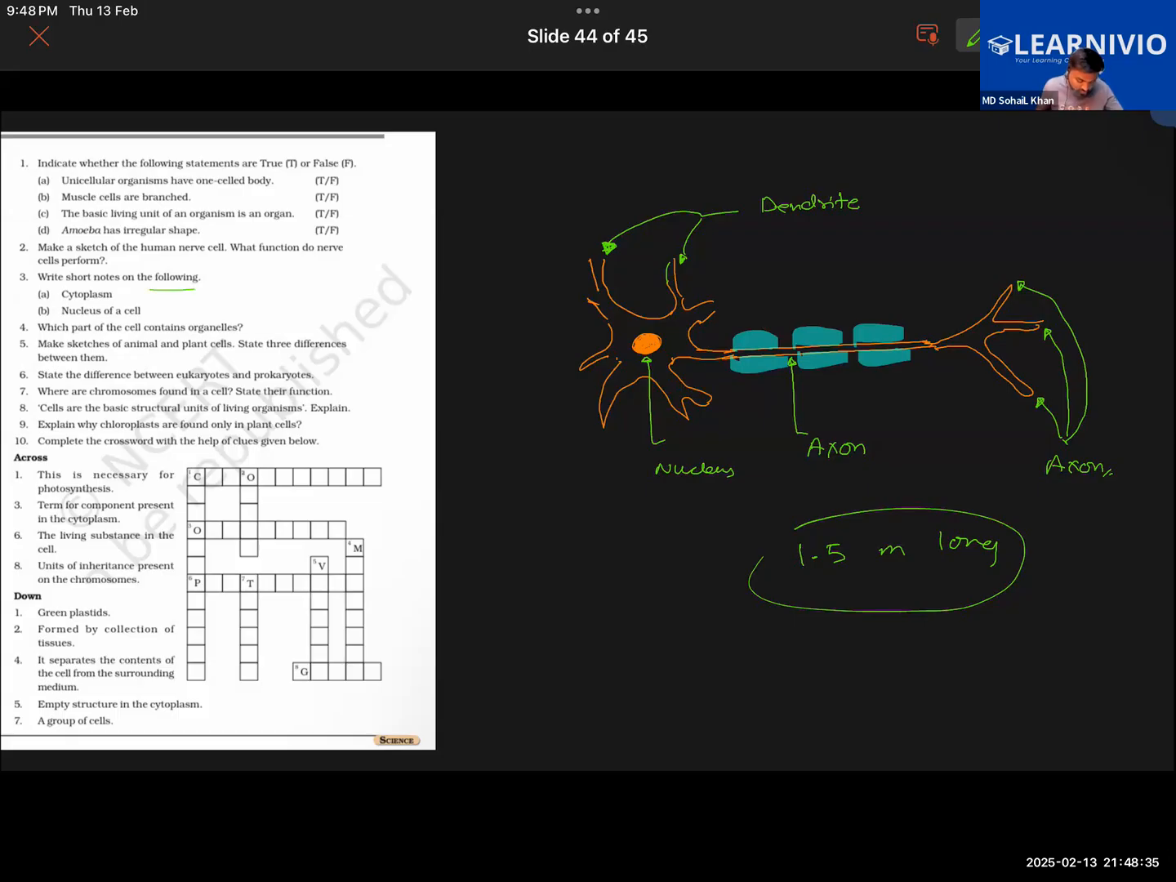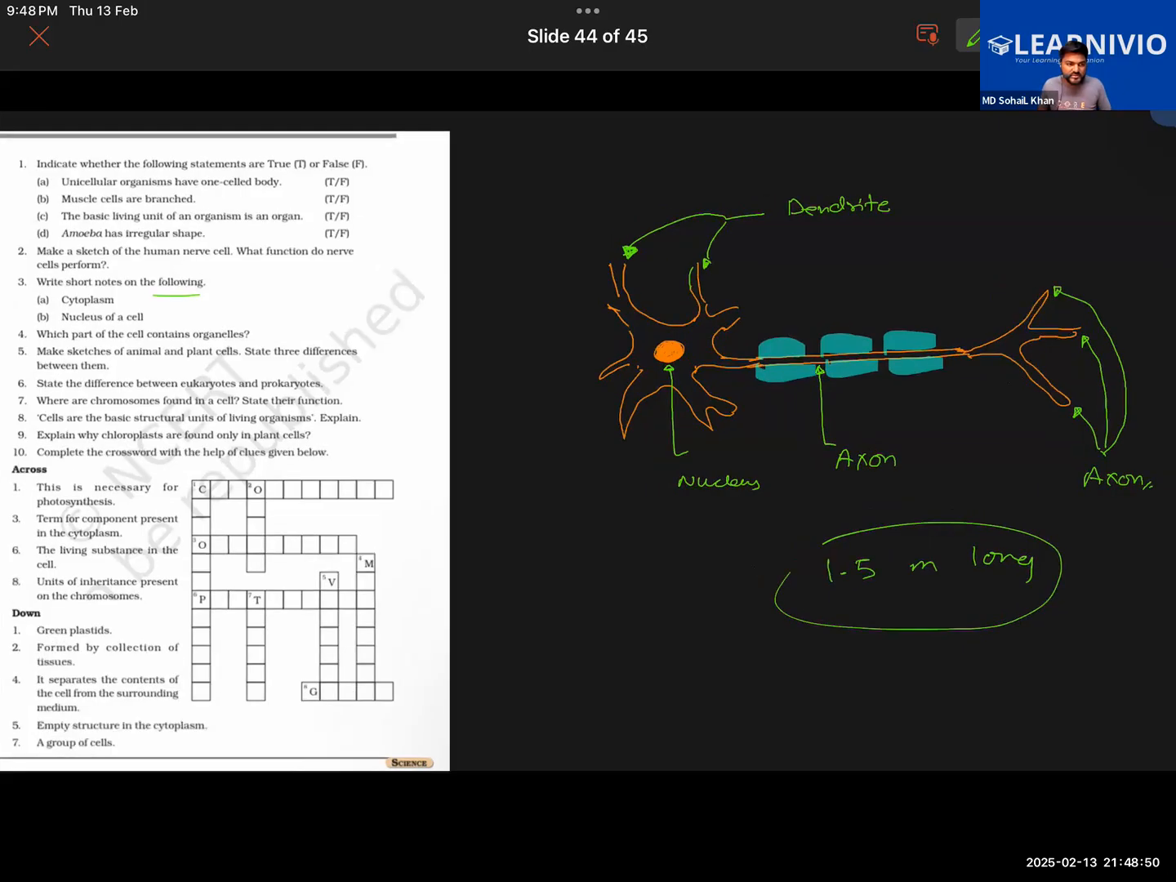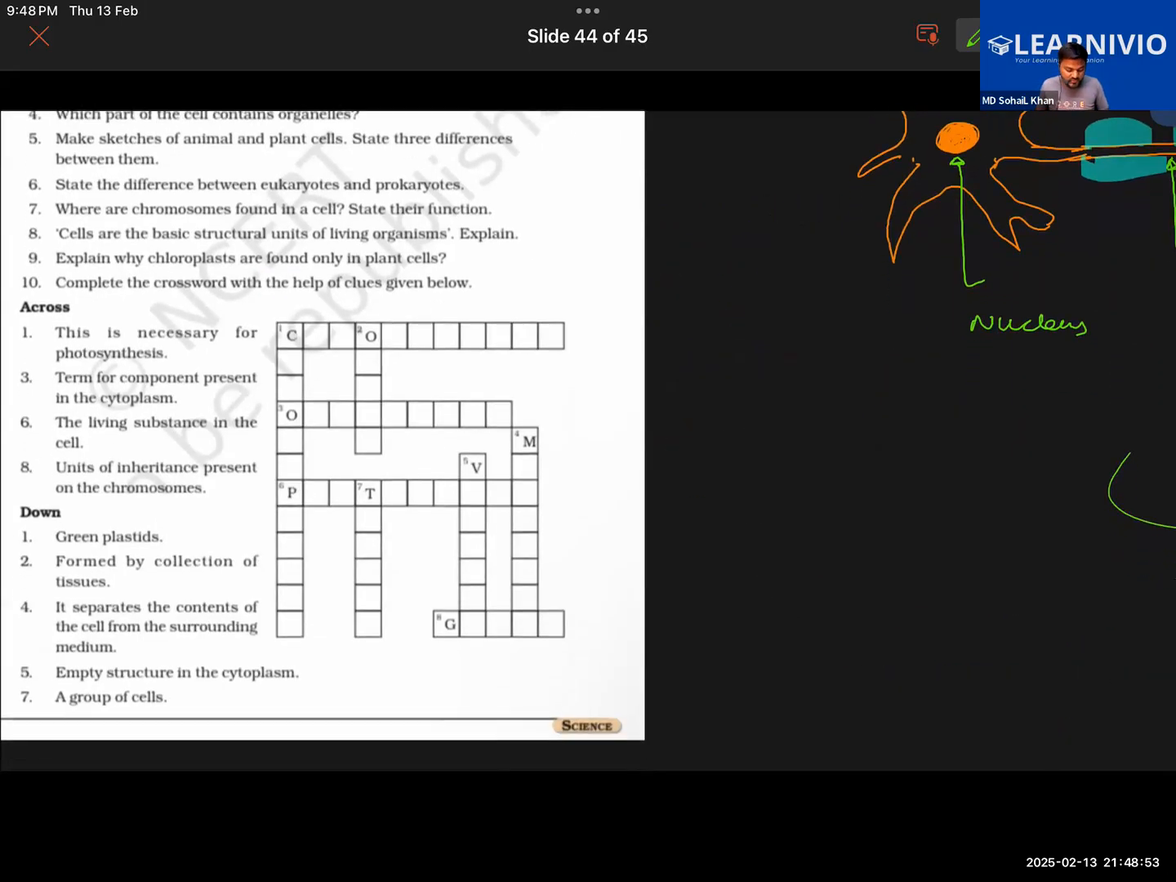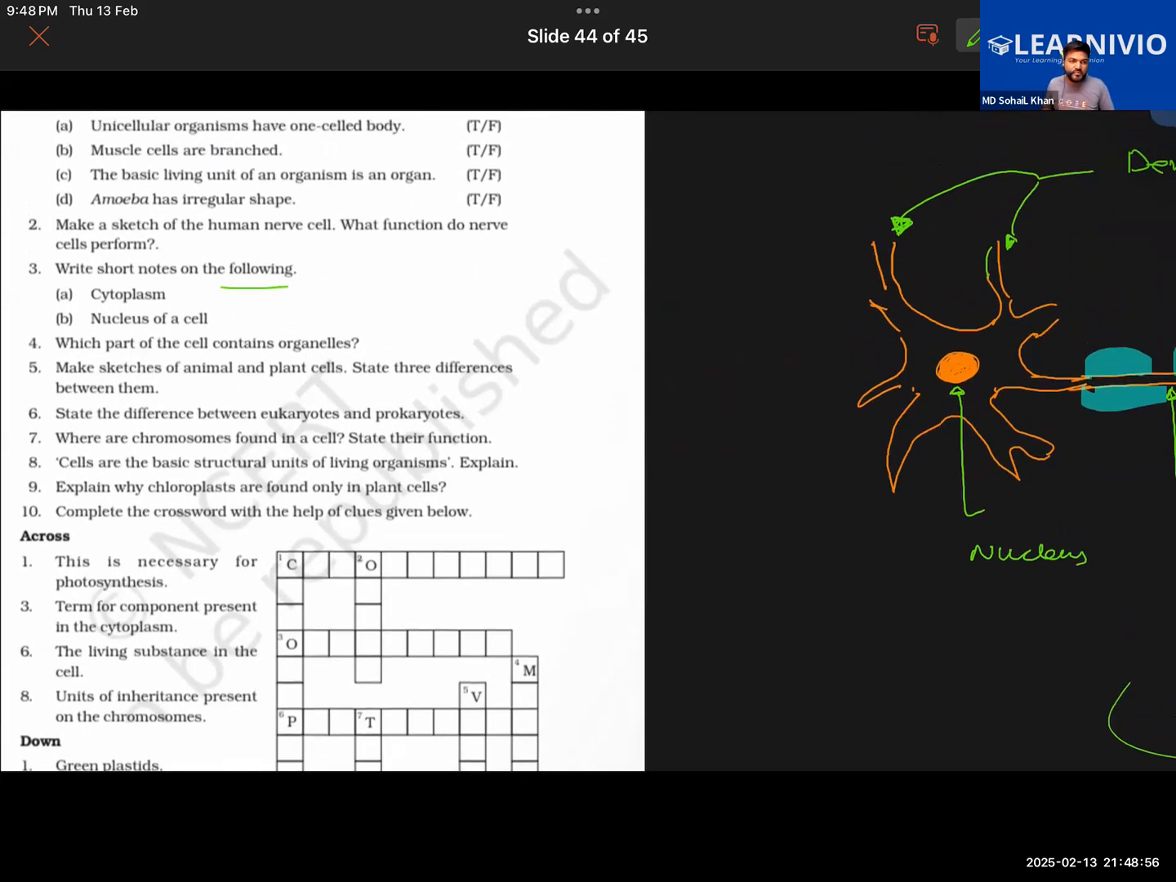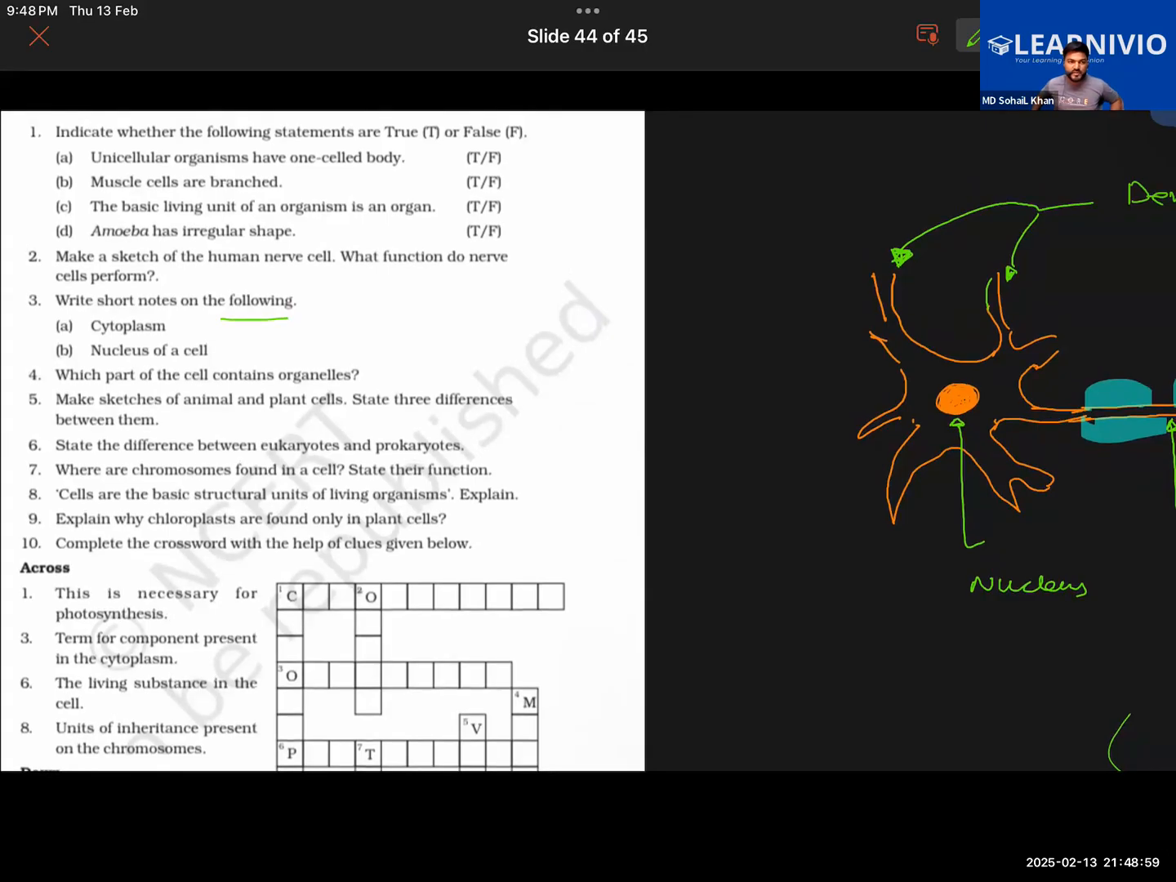Now write short notes on the following: the cytoplasm and the nucleus. I'll be assigning this question. Who would like to answer for the cytoplasm? Okay, Ramesh, you answer cytoplasm, and Vaika will be explaining the function of the nucleus: what is the nucleus and what function does it perform?